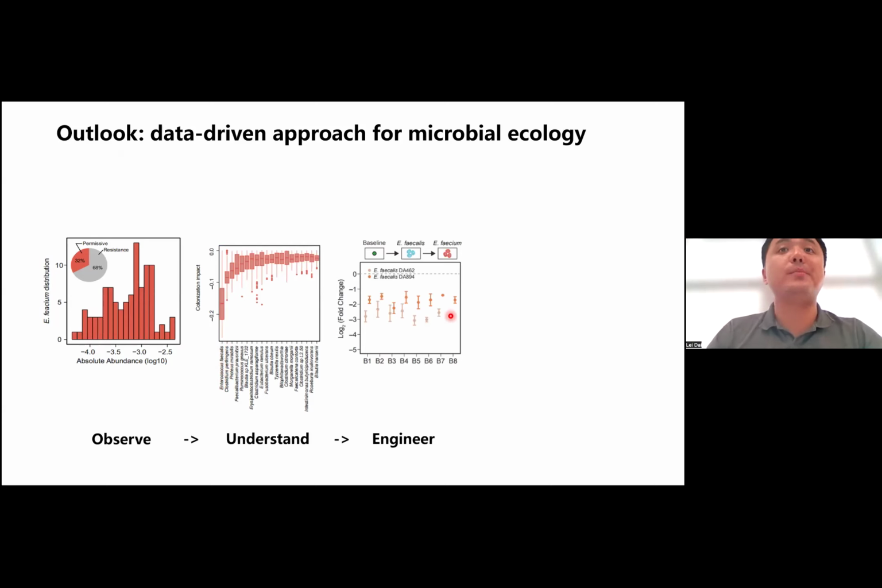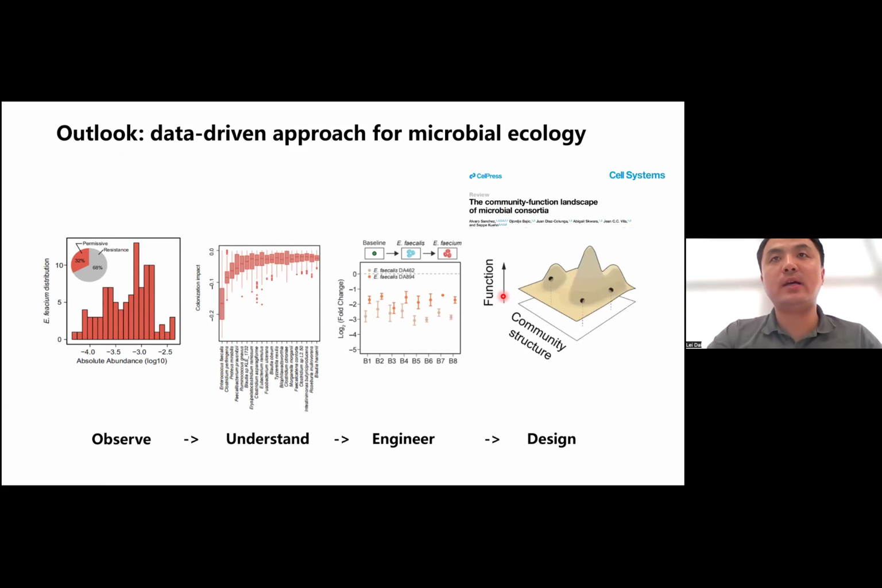And then you can engineer the community, right? So for instance, if you want to improve the resistance, then you just introduce some strong inhibitors, right? Which might be lacking in your gut. In another scenario, if you want to facilitate the colonization of probiotics, then you might introduce some species that help the probiotics, right? And eventually, I think we're not quite there, but if we have more and more data, we might be able to design microbial consortia once we know the community to function landscape, right?